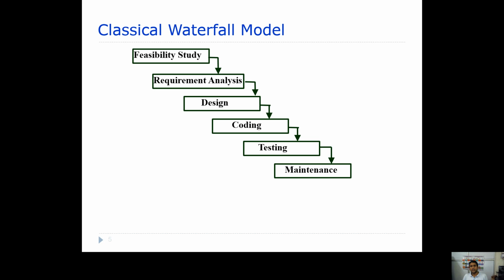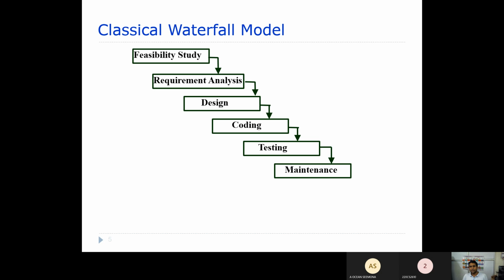So here you can see different phases are executed in a linear fashion. You can see unless or until the requirement analysis phase is complete, you are not allowed to go into design phase. If the feasibility study phase is not completed, then you are not allowed to go into the requirement analysis phase. So these phases are executed one after the other in a linear fashion. So feasibility study, thereafter requirement analysis, so then design.